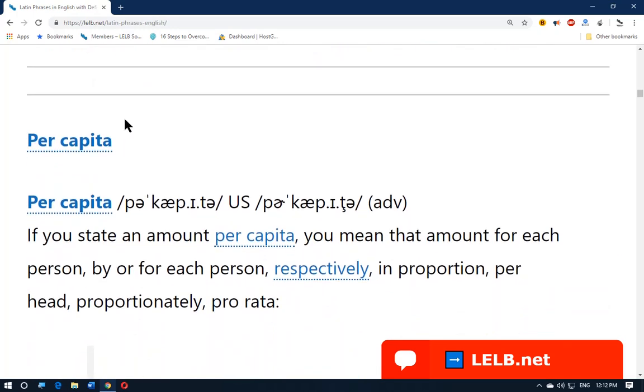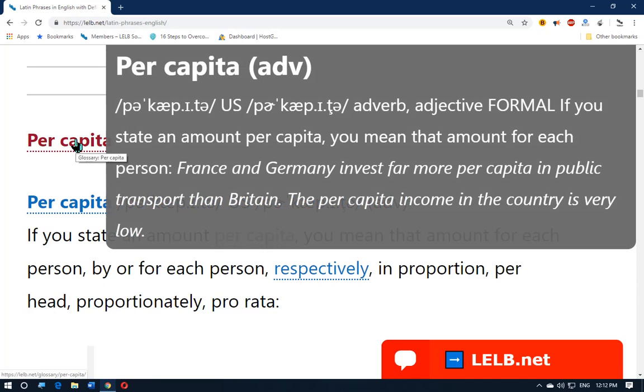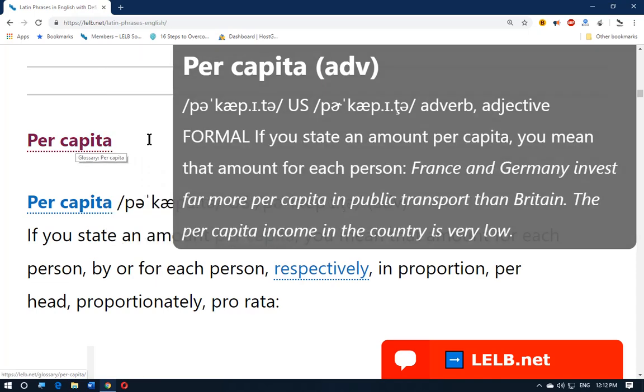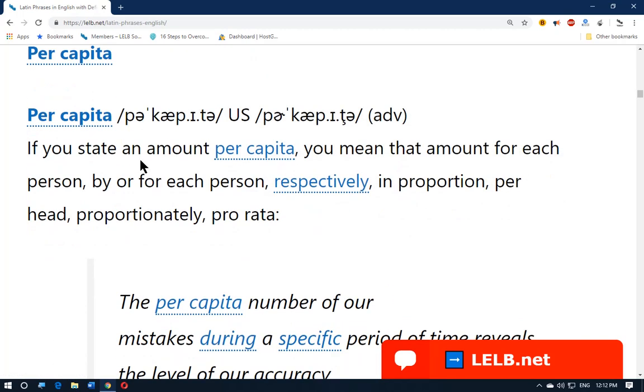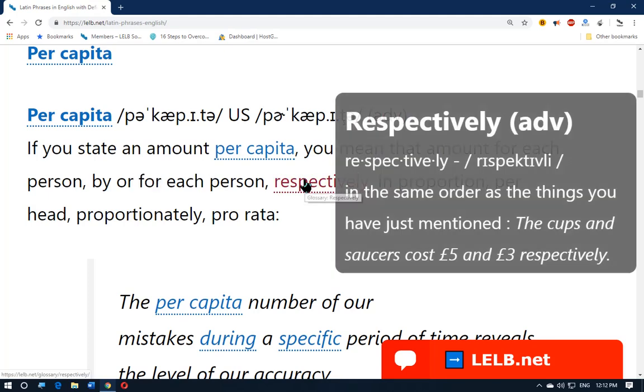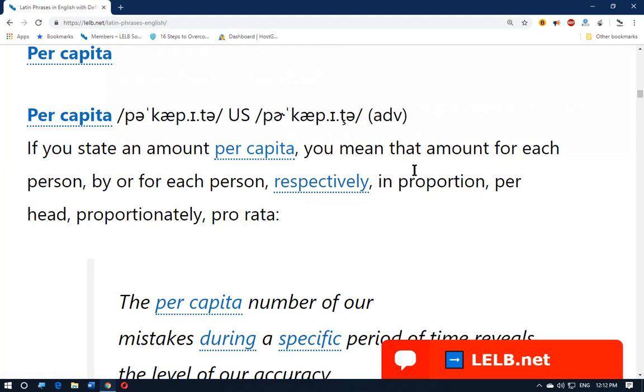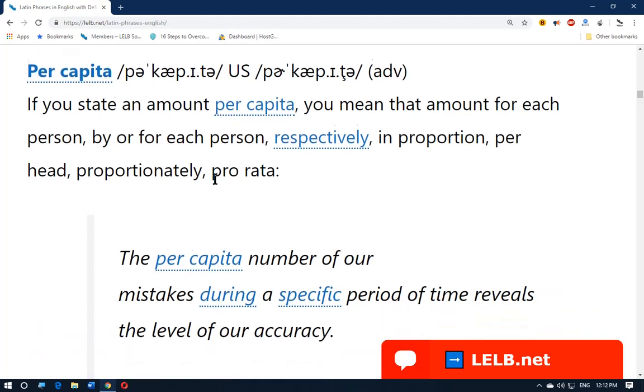Next Latin phrase, per capita. Per capita is actually an adverb. So if you state an amount per capita, you mean that amount for each person. So it means by or for each person, respectively. Respectively means in the same order as the things you have just mentioned. In proportion, per head, proportionately, pro rata, which is another Latin phrase, not listed here by the way.